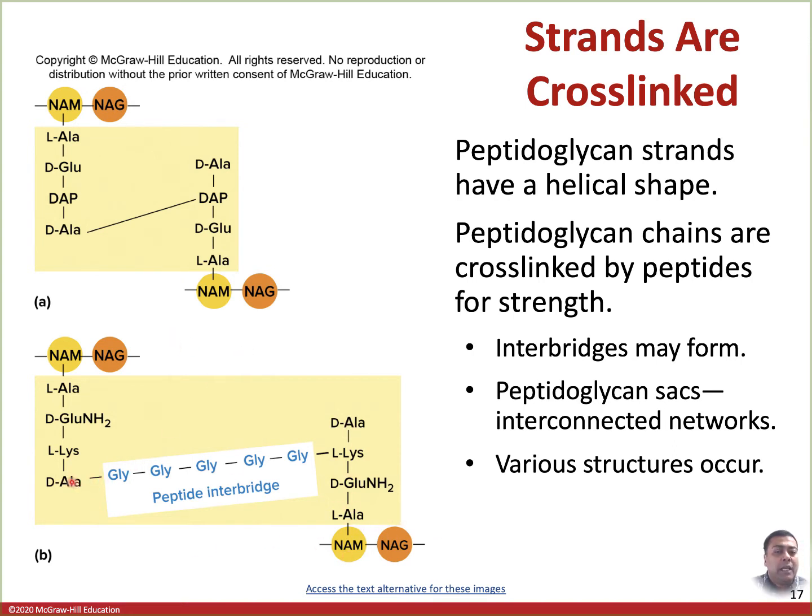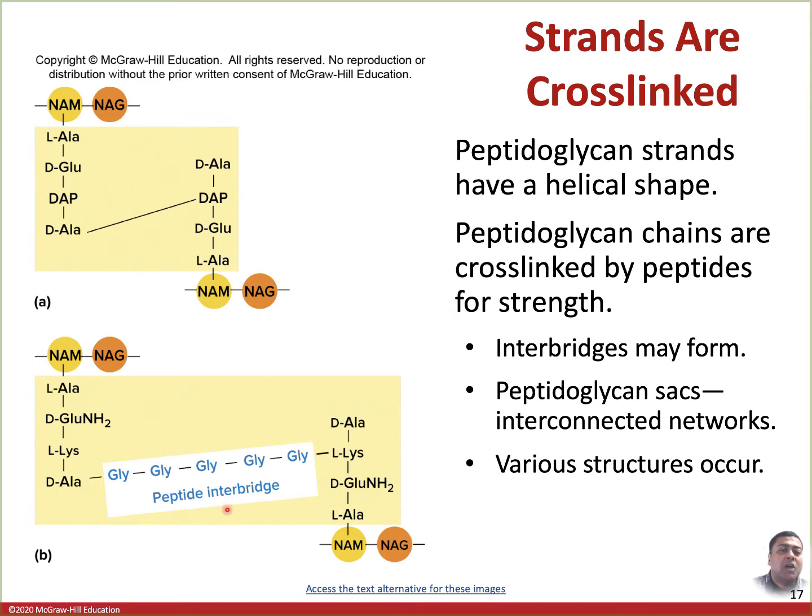Now, what you see here, this D-alanine is actually bonded to the L-lysine. See that DAP, the diaminopimelic acid, is not present in here. But this D-alanine and L-lysine is actually connected together with this peptide interbridge. And these are 1, 2, 3, 4, 5 glycine. So this is called a pentaglycine interbridge. So these are the typical type of cross-linking that we actually do see in different types of bacteria.